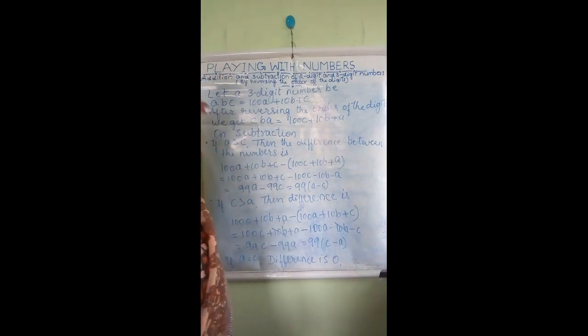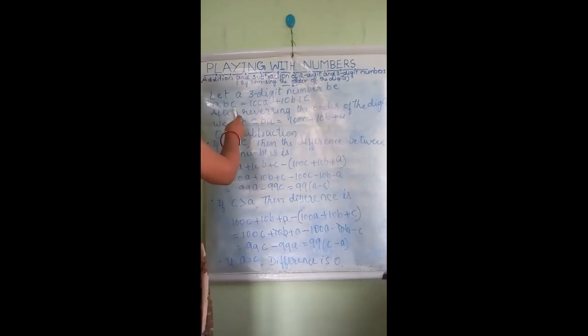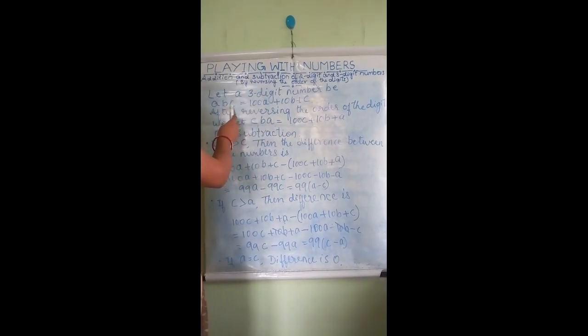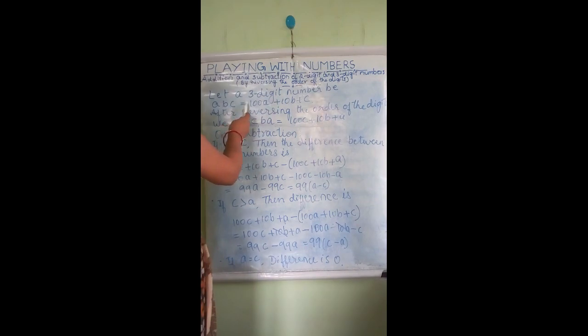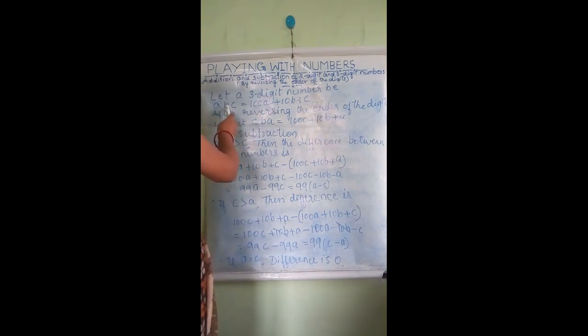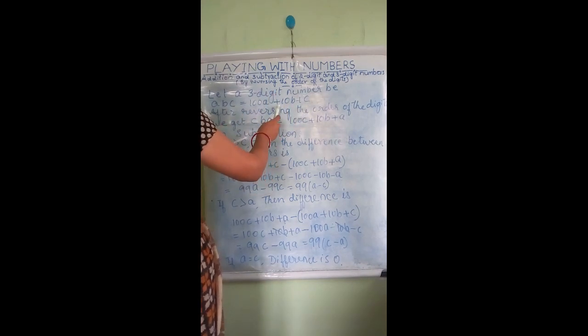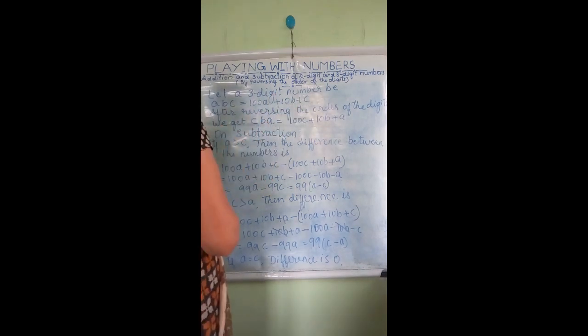So first you have to assume that a 3-digit number is ABC. Okay, ABC is a 3-digit number. That can be written as 100A, since A is in the hundreds place, plus 10B, since B is in the tens place, plus C, since C is in the units place. So 100A plus 10B plus C you can write.